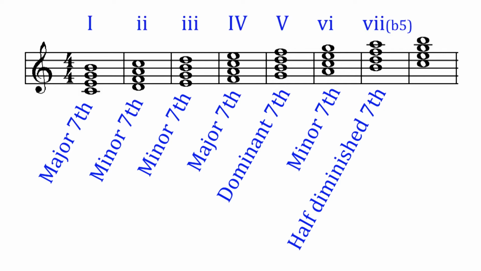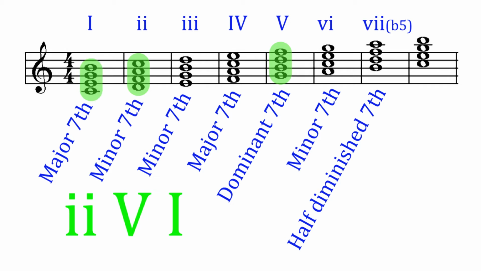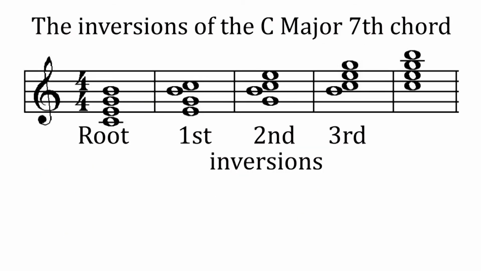We also use Roman numerals to label these chords, so if you see the popular chord progression 2-5-1, it means that the minor 7th chord that occurs on the 2nd degree of the scale is followed by the dominant 7th, which is then followed by the major 7th. All these chords can be played in their inversions, which basically means that a chord is arranged with a different chord note at the bottom.